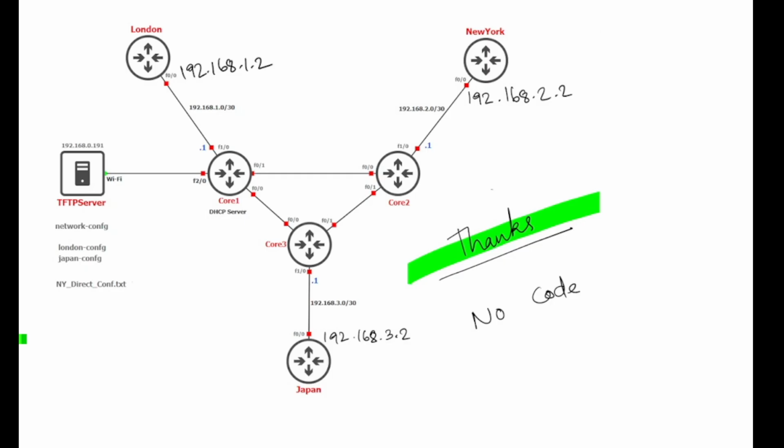So that's how you can do the zero-touch provisioning with zero codes just by using a TFTP server and a DHCP server.